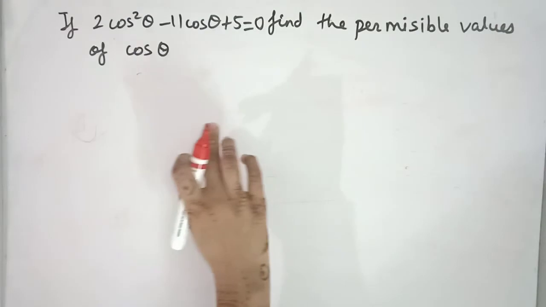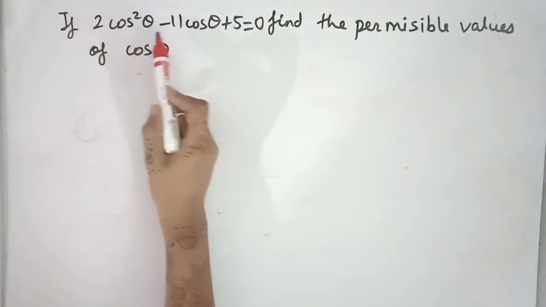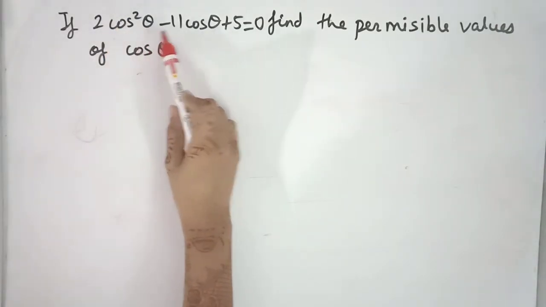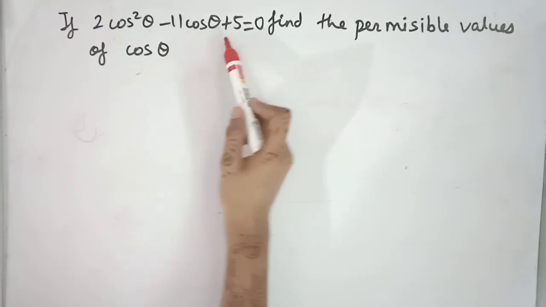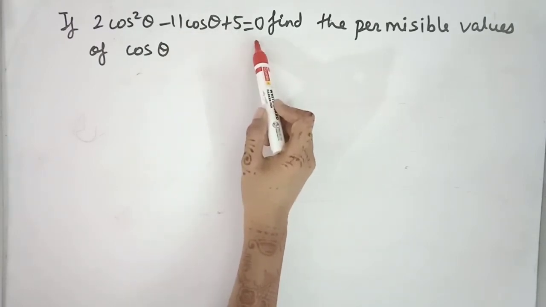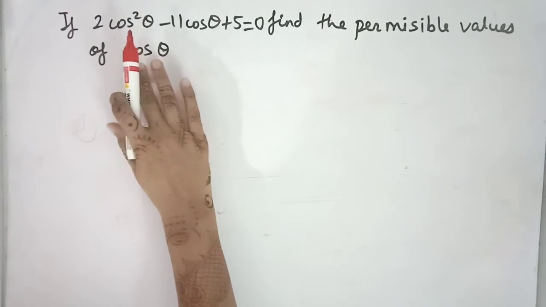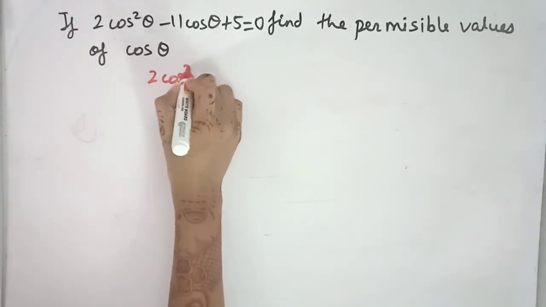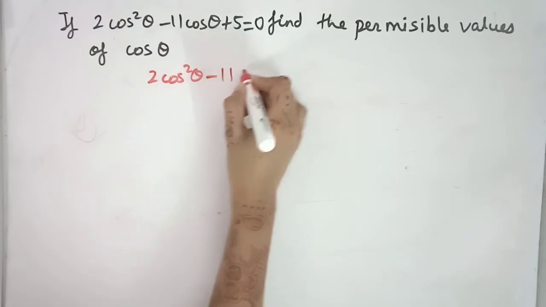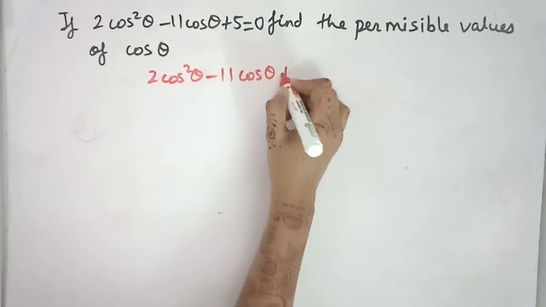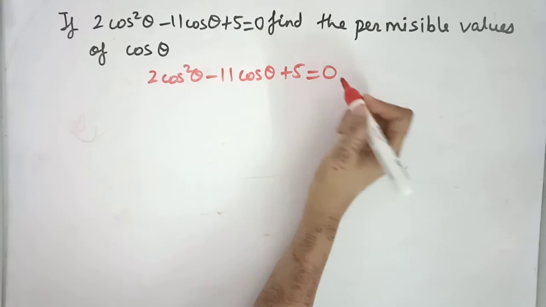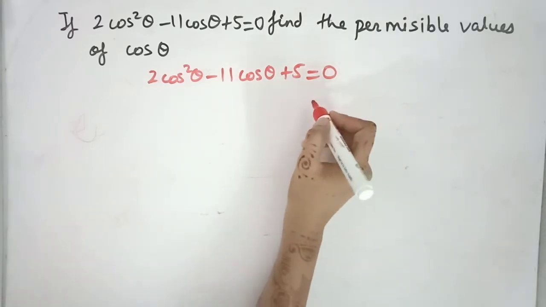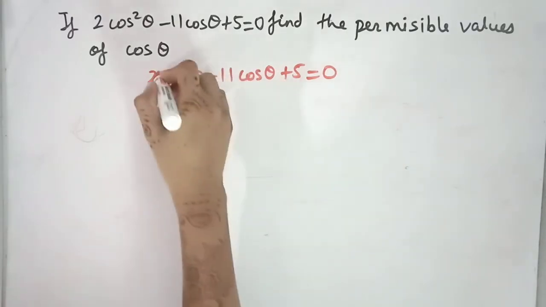See another similar example. We are given 2 cos square theta minus 11 cos theta plus 5 is equal to 0. We have to find the permissible value of cos theta. First we will simplify 2 cos square theta minus 11 cos theta plus 5 is equal to 0. Now we will use the factorize method over here.